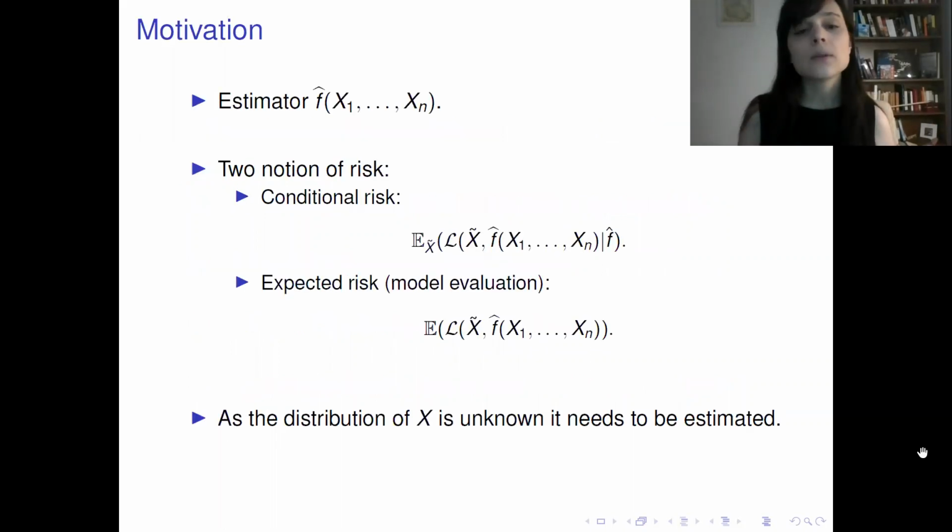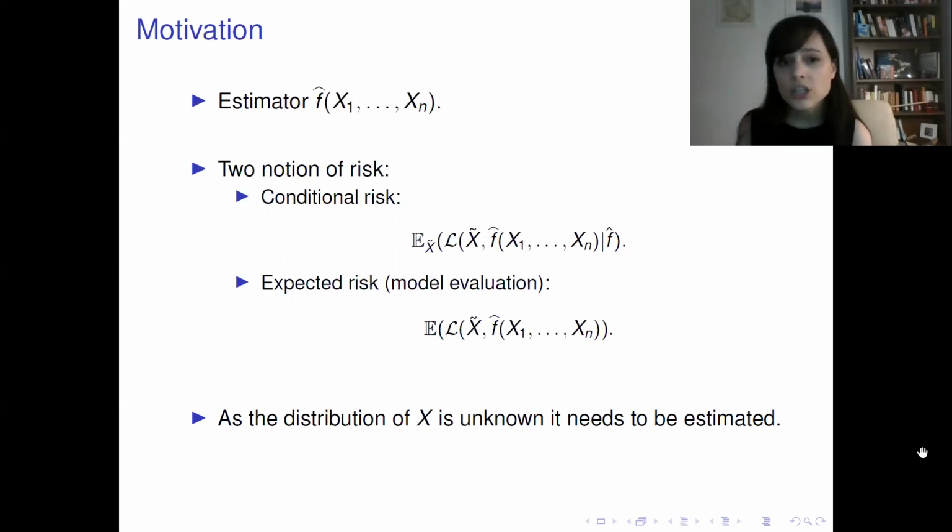To fix matters, we are going to have X1 to Xn designate n different IID observations, and I'm going to write f hat for a certain estimator. And we want to study its risk, its behavior. There are two different notions of risk that we could consider. The first one is what I am going to call the conditional risk, which is the expected loss of my estimator on a new observation, conditional on my estimator. So this is the expected risk for one specific designated hypothesis.